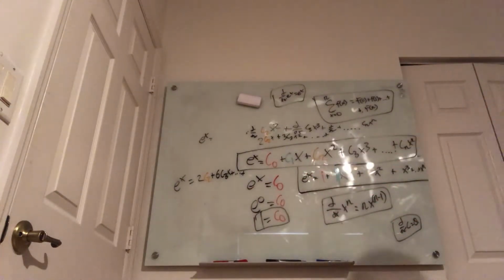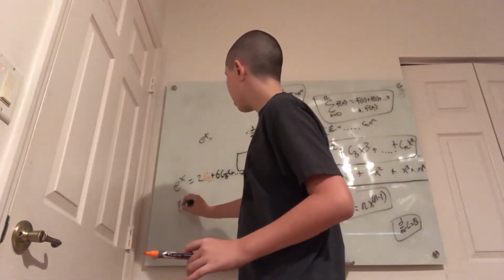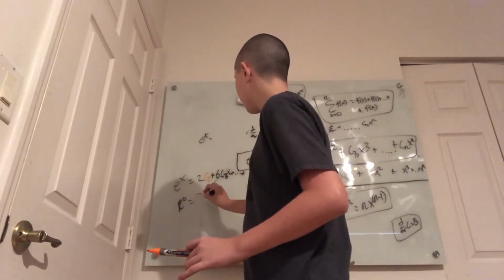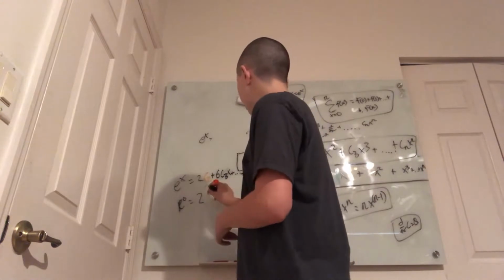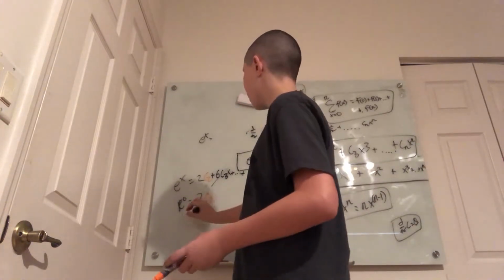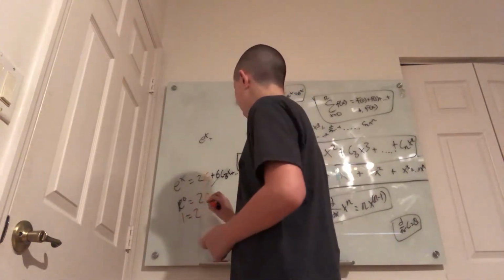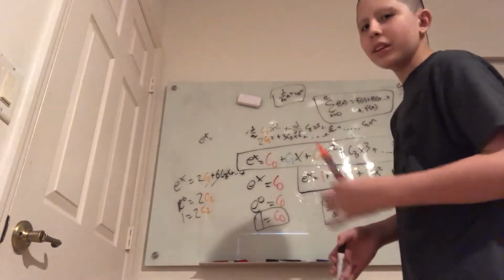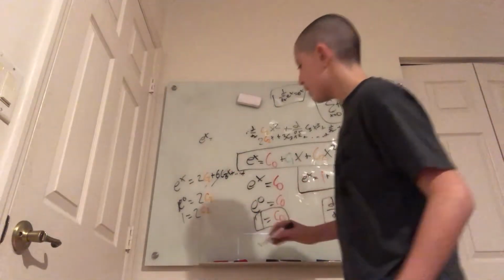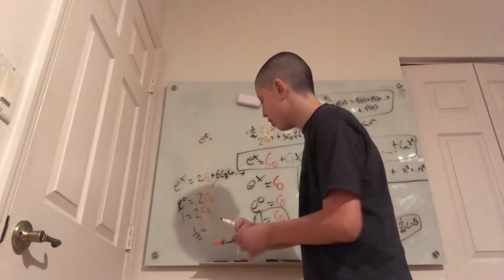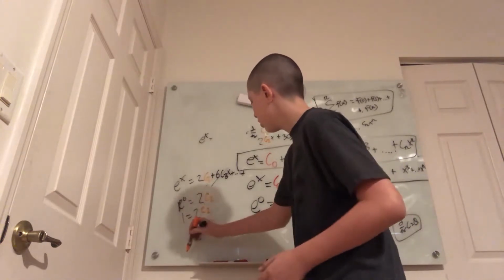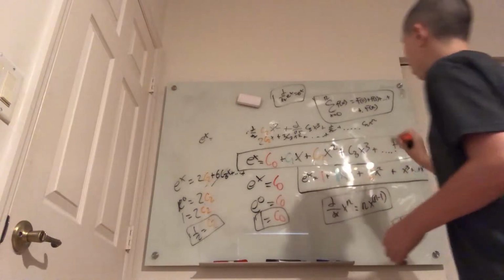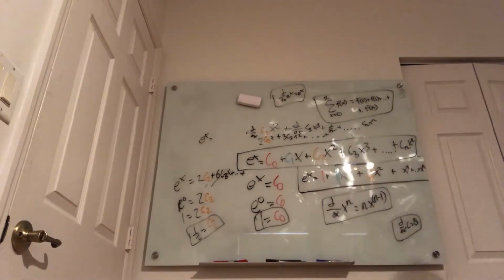So now we just do the same thing. We get e to the 0 is equal to 1, and all of that cancels out, so e to the 0 is equal to 2c2. So we have 1 is equal to 2c2, and we solve for c2. 1 over 2 is equal to c2. So now we plug this in and we get 1 plus 1x plus 1 over 2 x squared.